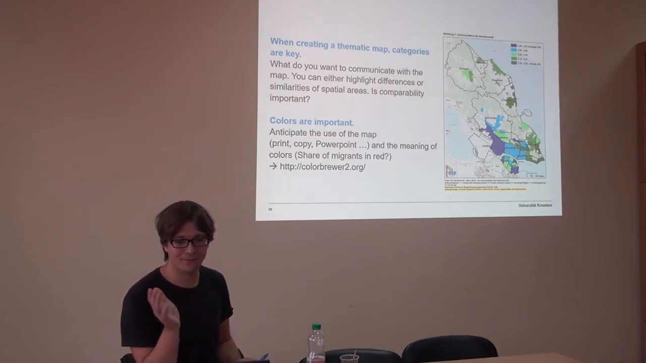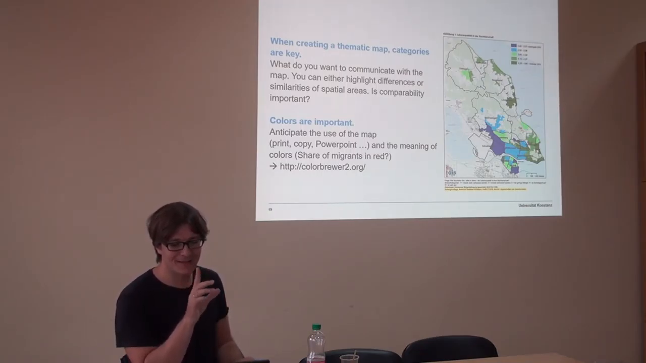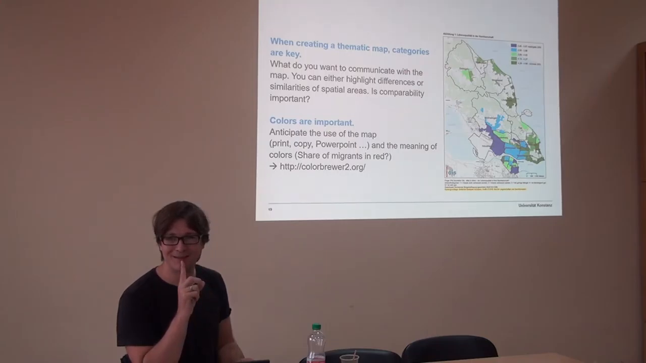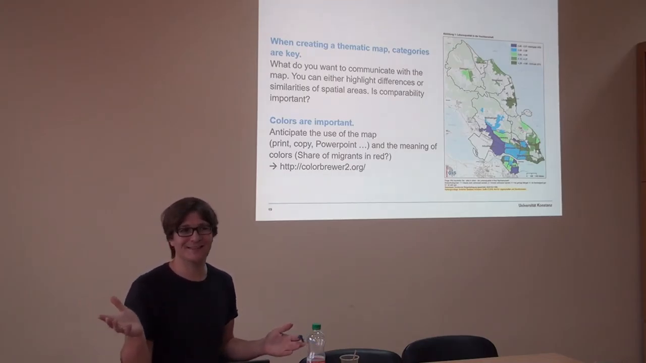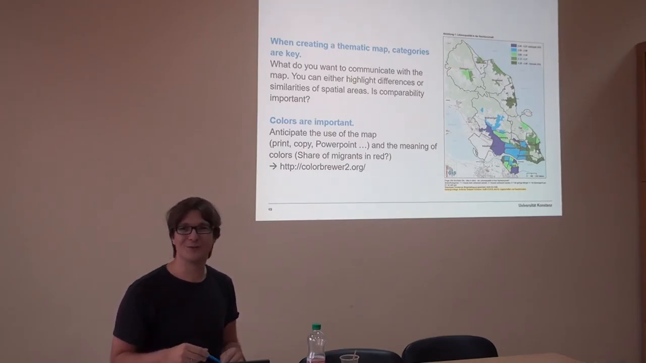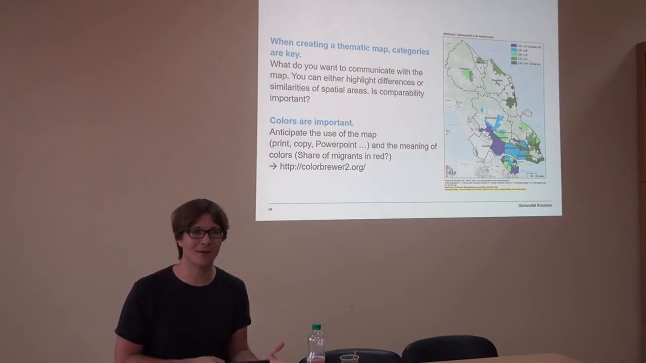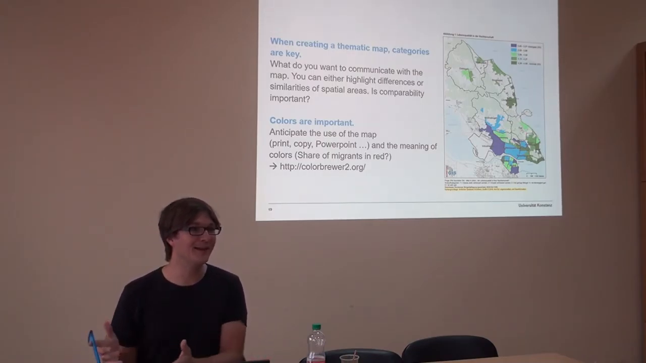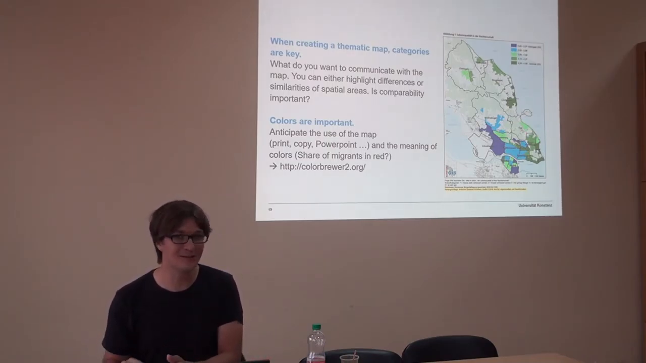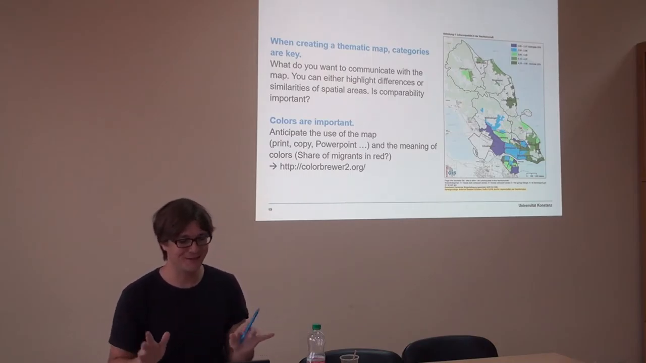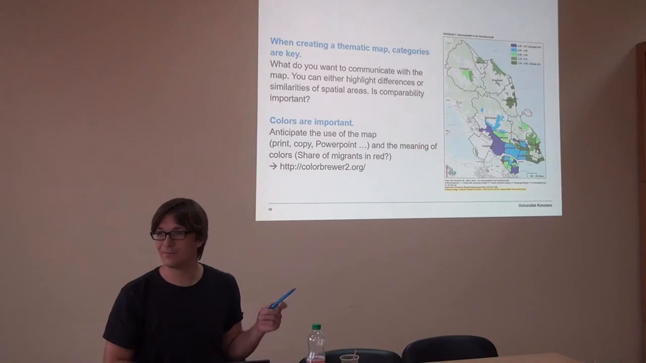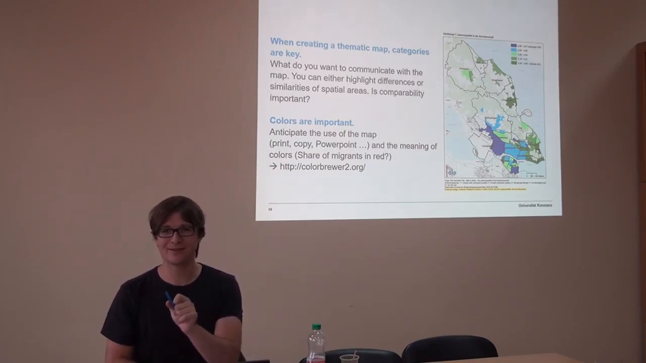Okay, a second important point that I had before, but will make now again, is that colors are important. One is that the meaning of colors is important, but the other thing is that you should anticipate the use of the map. If you have a nice colorful map, but people will print it out and have it only in black and white or in gray tones, then it could be that your nice colors are just lost. So you have to anticipate a bit the use of your maps. Some journals are only in black and white, some journals are in color. Sometimes you have to pay the journals if you have colorful pictures. So it's better to have black and white pictures and so on.